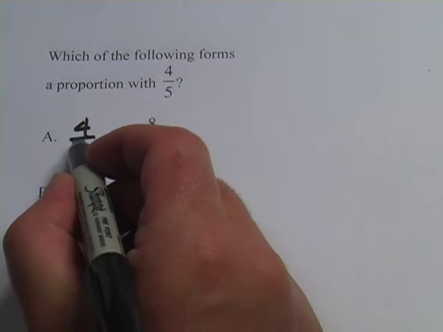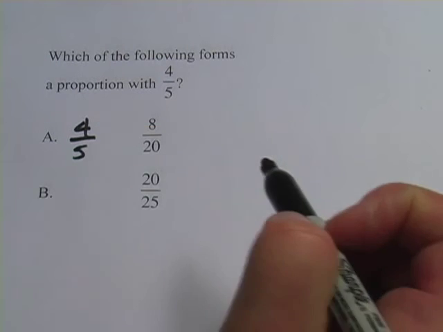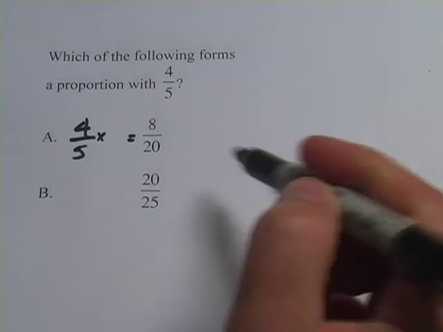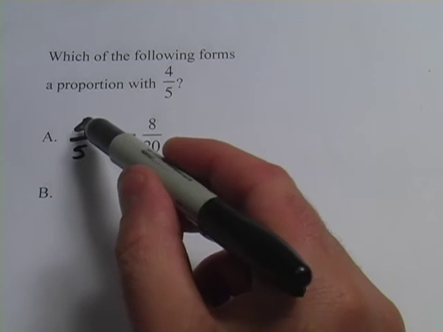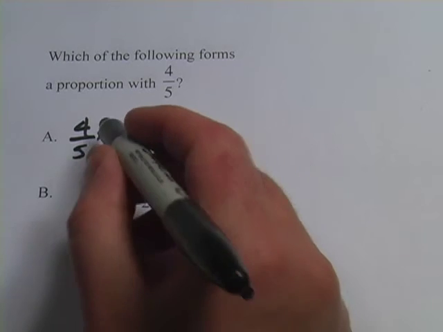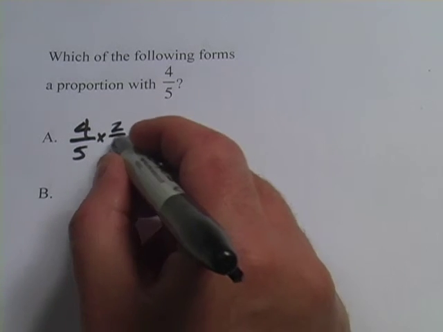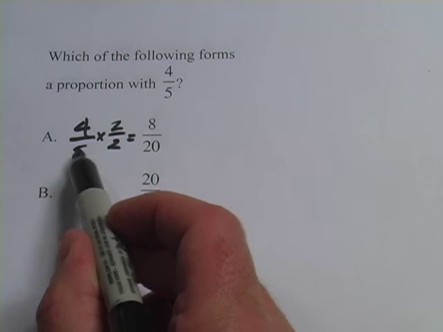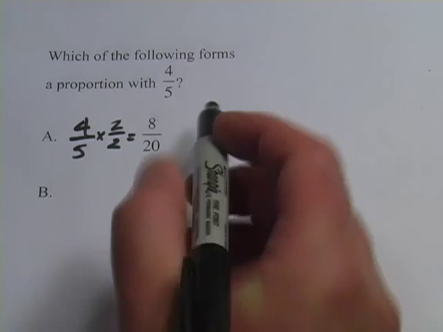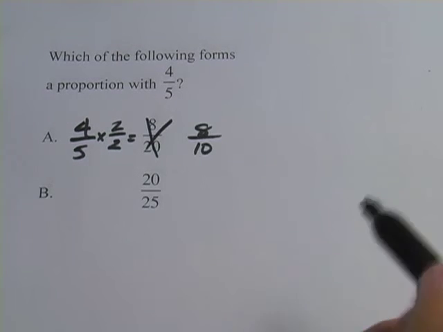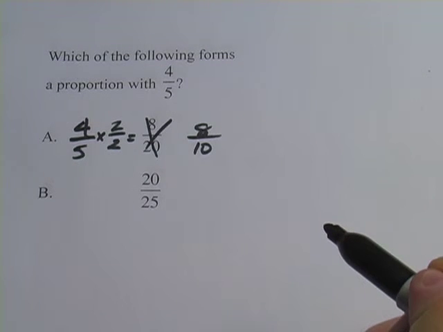So here's my 4 to 5 ratio, and I'm going to multiply it by something, and it's supposed to equal 8 to 20. So if I ask myself, what do I multiply 4 by to get 8? That's easy, that's 2. And then I'd have to put a 2 down here at the bottom of the scale factor. And now I'm going to multiply 5 times 2, and I would get 10. So that should be 8 to 10, not 8 to 20. So that one does not form a proportion.